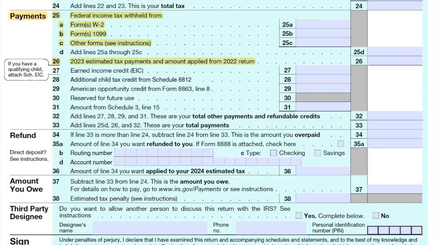Lines 25 and 26 show the tax payments you made throughout the year, whether as withholding from your income, estimated tax payments, or refunds you chose to carry over from the previous year. Lines 27 through 32 subtract a handful of refundable tax credits, meaning they can actually reduce your tax liability below zero to provide a refund. And this last line, 33, in the payments section, combines your total tax payments.